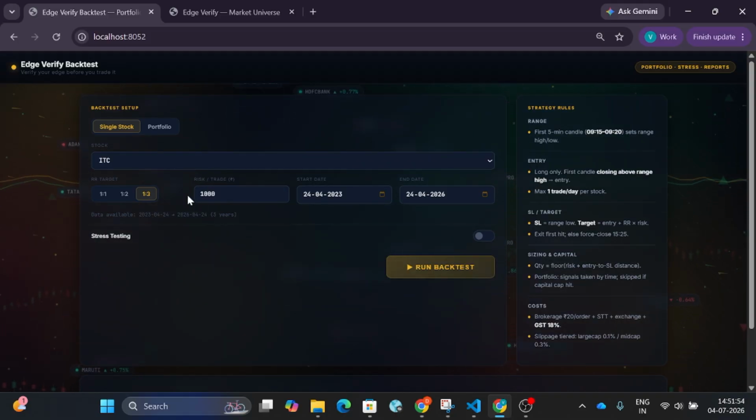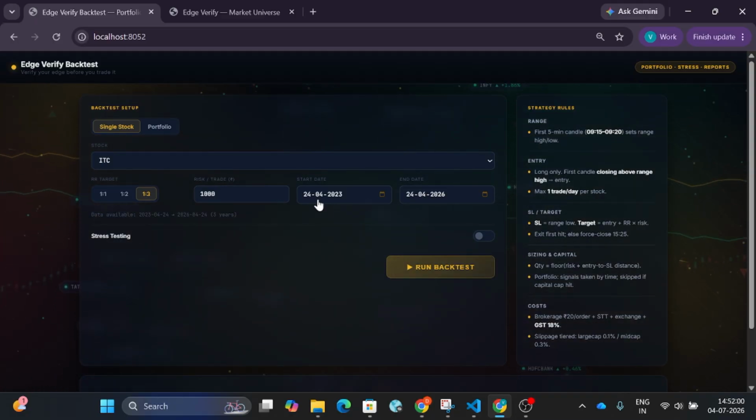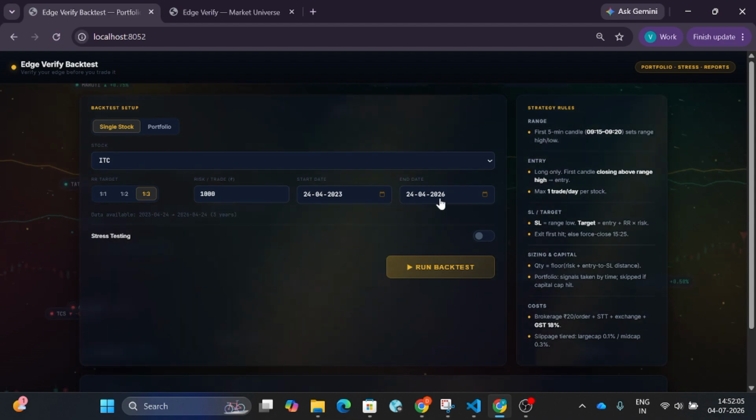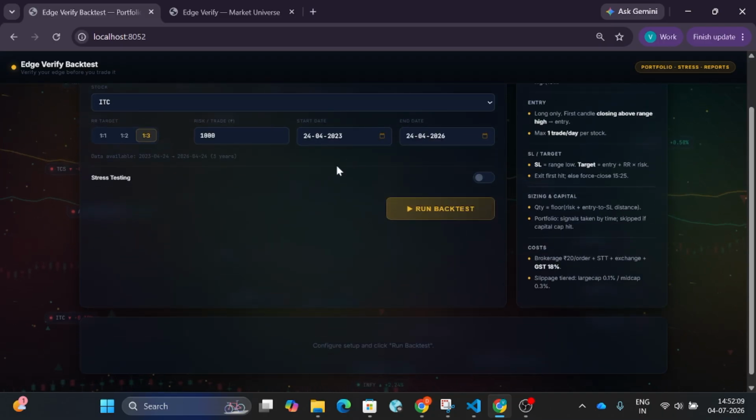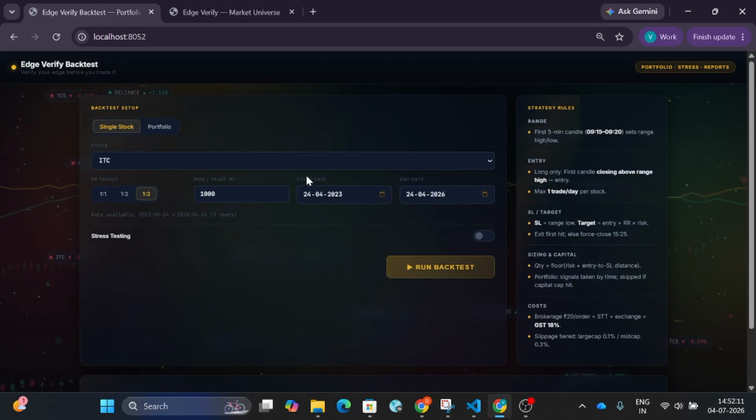Per trade I am going to lose 1000 rupees, and here is the range. From 24-04-2023 to 24-04-2026 I am going to test. It's a total of 3 years of data. So yeah, let me just run the backtest.